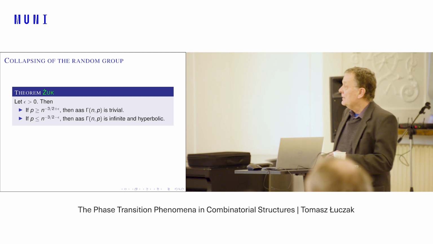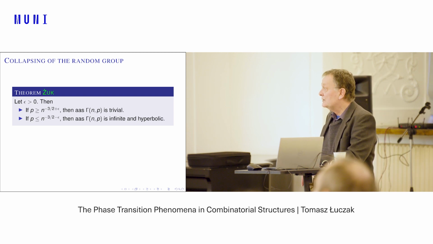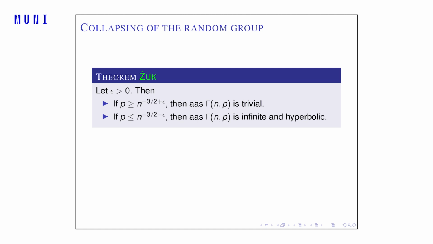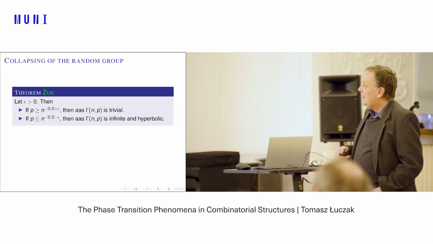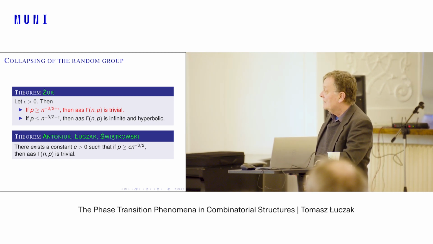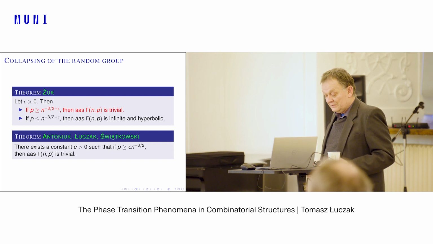So what is known? If we choose these relators with probability p, if p is large enough, then this group collapses to a trivial group. And if p is small, so there are not too many relators, it will be infinite and hyperbolic. Let me just skip what hyperbolic means. What we prove is that we can replace the first one by a better estimate: if p is larger than c n to the minus 3/2, then this group is trivial.